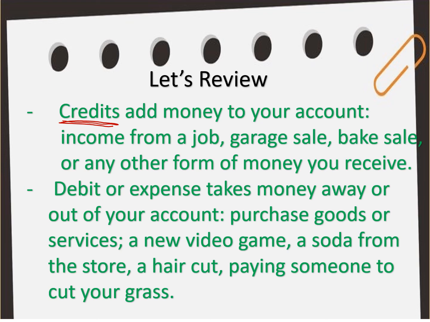You have more money. A debit or an expense takes away money from our account. Okay, you purchase goods or services, you buy a new video game, you get a soda from the store, you go to get a haircut, you pay someone to cut your grass. All those things take away money from your account, okay? A debit or an expense subtracts money. A credit adds money, okay?